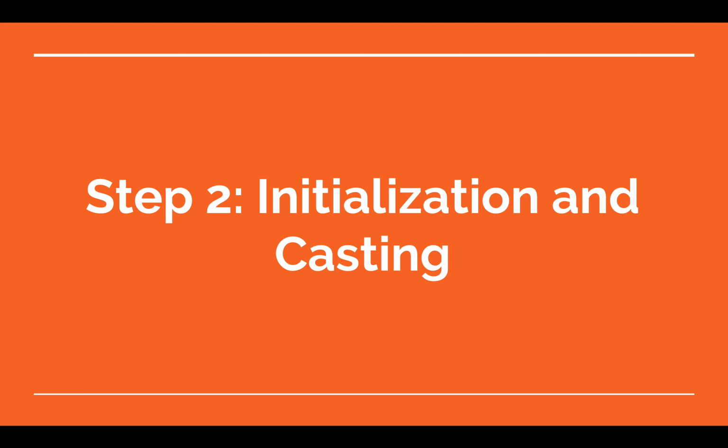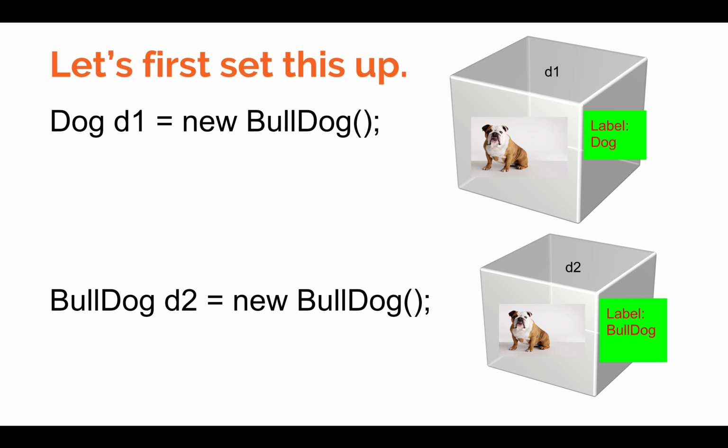All right. So then let's move on to step two. Step two is initialization and casting. So let's understand what it means to cast and why we would want to cast and what's going on in general. Okay. So let's first set this up. I'm going to have dog D1 equal to new bulldog, and I'm going to have bulldog D2 equal to new bulldog. So I've set them up in the form I've been showing you, the boxes and the labels, and I'll keep them there that way.